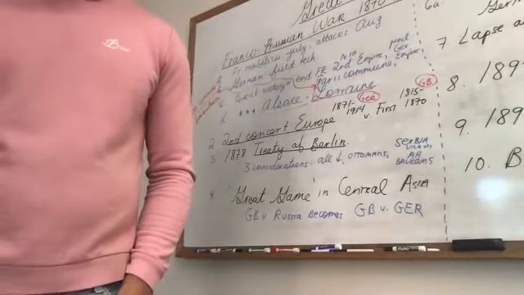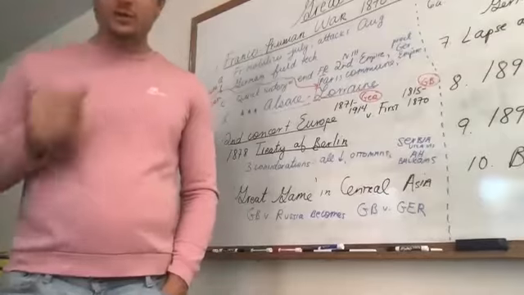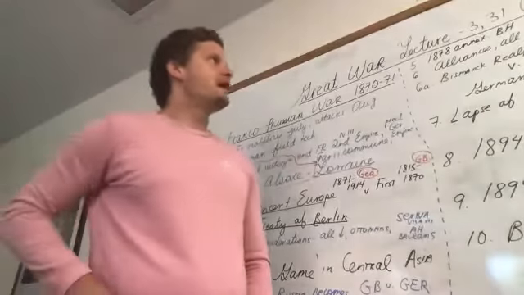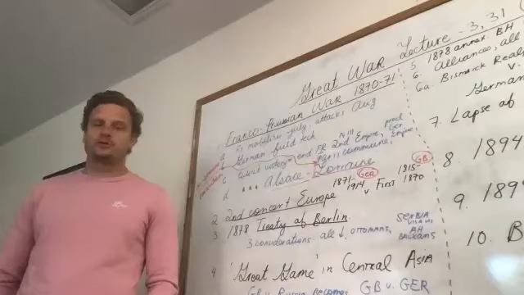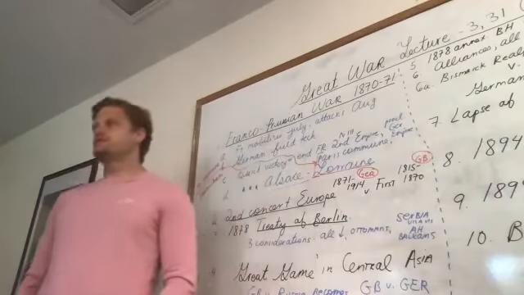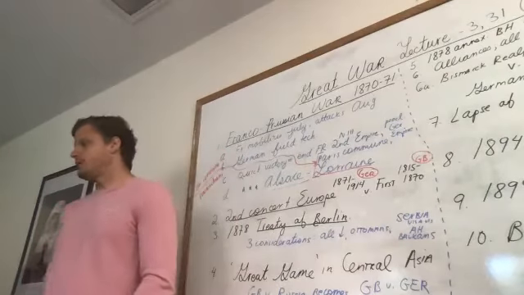Triple Alliance, 1882. Germany, Austria-Hungary, and Italy. All right. Germany, Austria-Hungary, and Italy, 1882. Triple Alliance. You can say these two alliances are kind of the Central Powers in World War I, right?